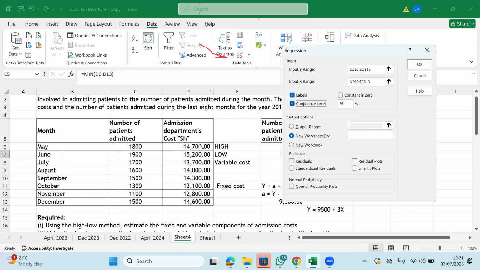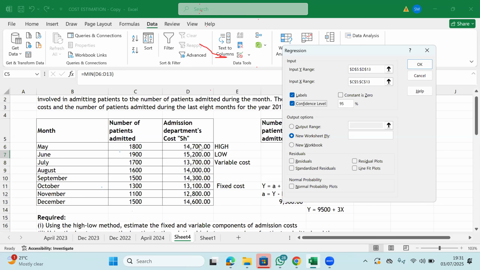The other thing that we have is the output options. Usually for output options, we need to define where we want our results to appear. We have 3 of them. One of them, the last one, is new workbook. I hope we know what a workbook is. That would be a completely new Excel, if that is how we want our results to be shown in a different Excel.